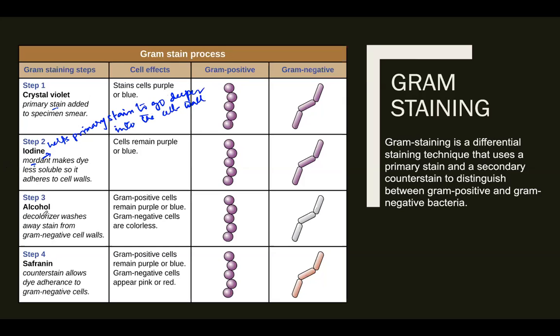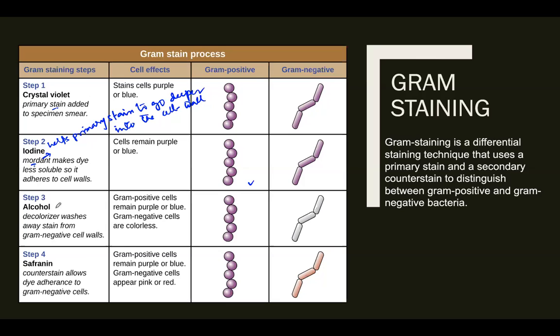Third step, we use alcohol. Alcohol is the decolorizer. What it does is wash away extra stain, any stain that is not tightly sitting inside the cell wall will be washed away by the alcohol. So that's the decolorizer. At this moment, both gram-positive bacteria and gram-negative bacteria will look purple. They took that crystal violet, and then iodine pushed the crystal violet in, so all are purple.